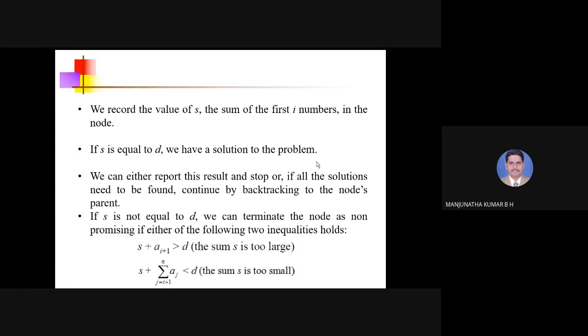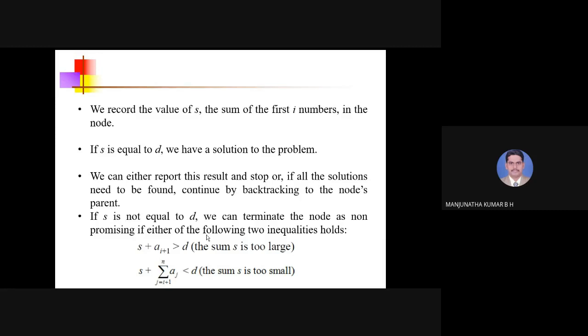And suppose s is my current sum. If I add all the remaining numbers to s and the total sum is not equal to d, it's always lesser than d, then again it is a non-promising node, because for the current sum I am adding all the numbers of a given set. The total sum is always less than d, so it is not possible to get the solution. Then the sum s is too small.